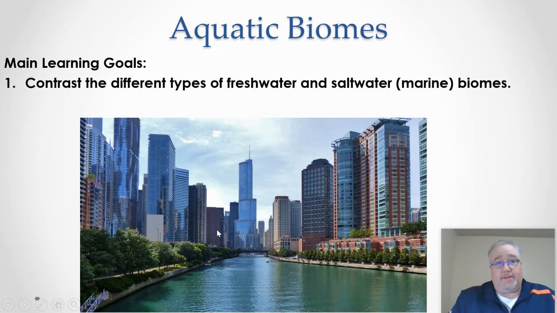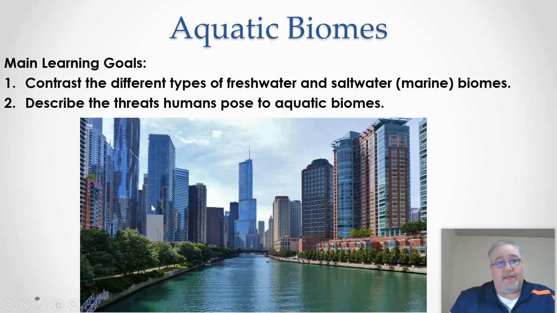Before we get into this, there are a couple of goals that I want to make sure we understand and try to achieve while we go through these videos. Number one, we should be able to contrast different types of aquatic biomes, both freshwater and saltwater. We call those marine biomes. And also understand some of the threats, some of the anthropogenic things that people do to negatively impact these aquatic biomes.